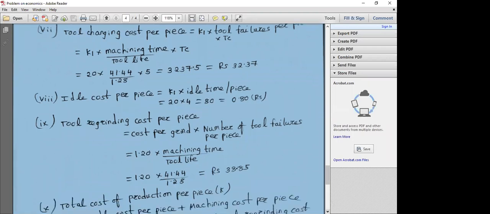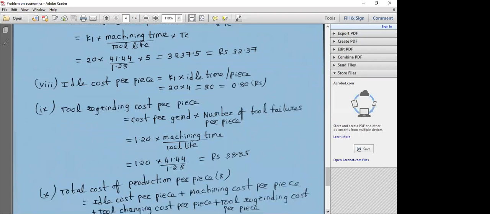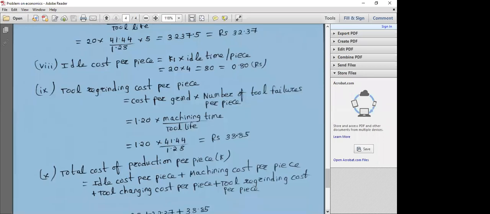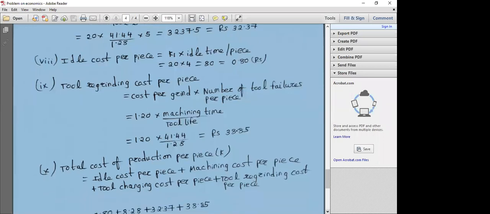So what is the total production cost per piece? Total production cost per piece is equal to machining cost per piece plus tool changing cost per piece plus tool regrinding cost per piece plus ideal cost per piece. They have written ideal cost per piece in the beginning. That is the fourth parameter, as in yesterday's class. Machining cost per piece is the first one. In the machining cost per piece, you have to calculate the machine time per piece, that is pi dl by 1000 FV. So all that.